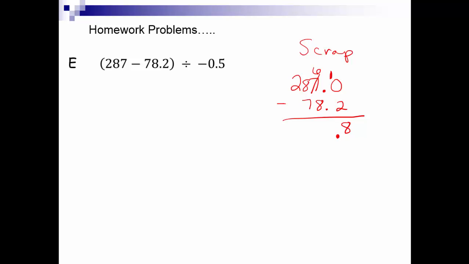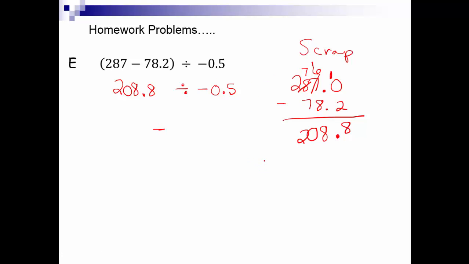I can't take 6 from 8. Borrow from the 8, make the 8 a 7. That becomes a 16. 16 minus 8 is 8. 7 minus 7 is 0. So that's 208.8. So within parentheses, we have 208.8 divided by a negative 0.5. Positive divided by a negative. I know that my answer will be a negative.